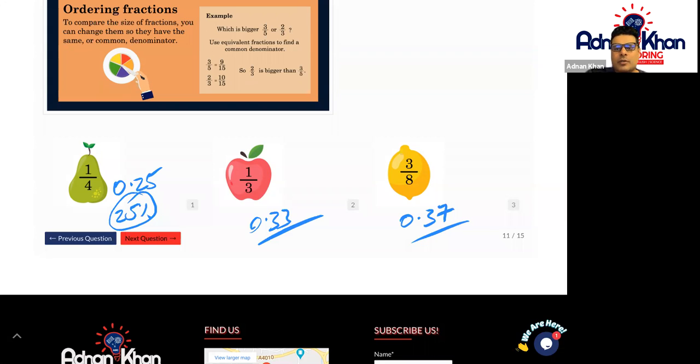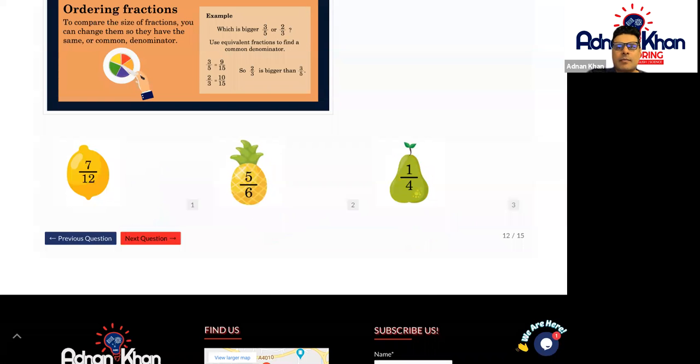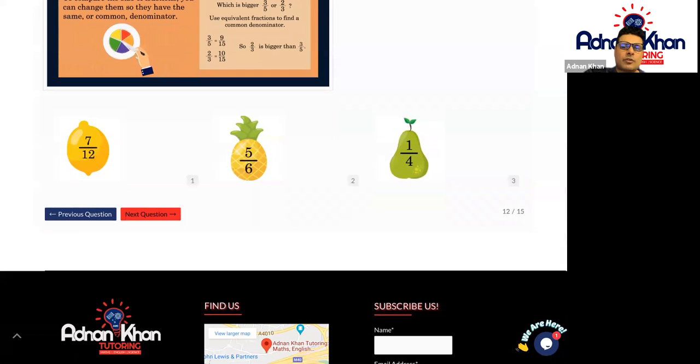Okay, not to worry. So in this case, we've got 1 over 4, a quarter, which stands for 0.25, 1/3, which stands for 0.33, and 3/8, which stands for 0.37. Same method. I just want all 4 of you to do the same, exactly the same method. Okay, Ethan, do you think you could work this out for me without using a calculator?